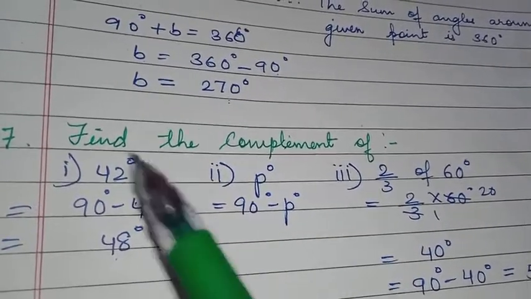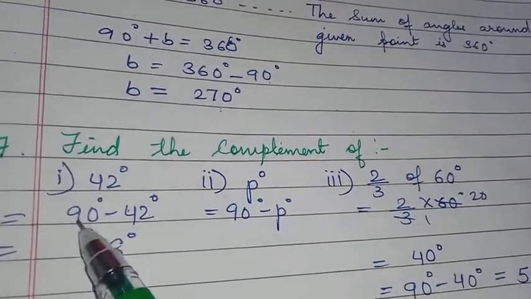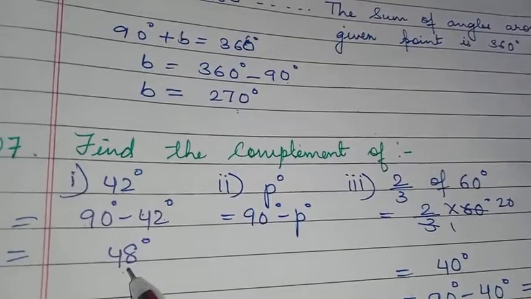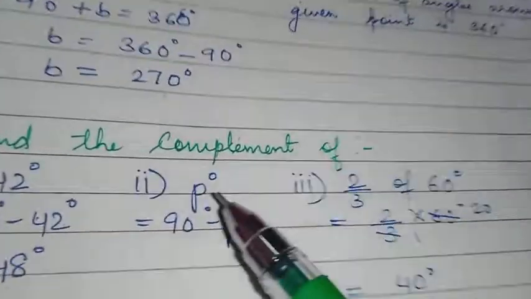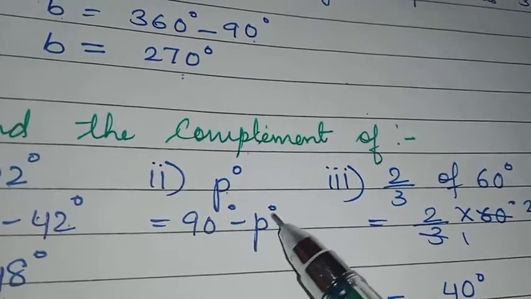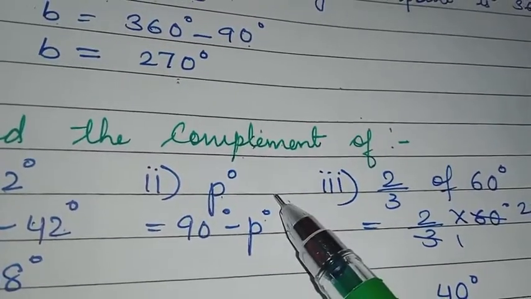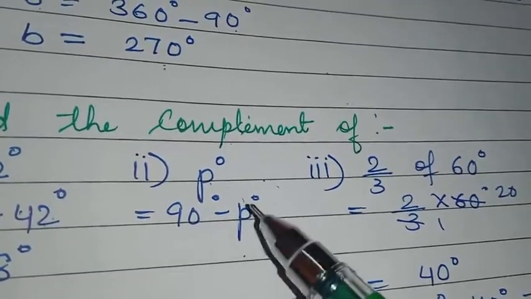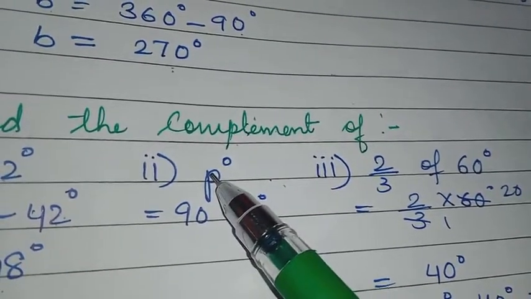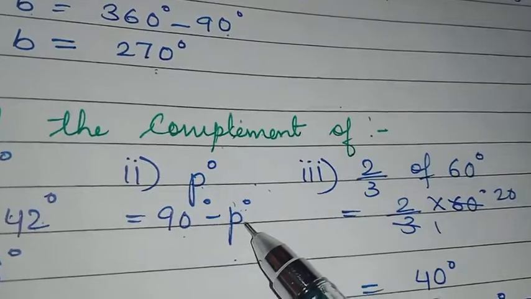Please do not write 42 degrees minus 90 degrees. So 90 minus 42 degrees gives 48 degrees, and when you add these two you must get 90 degrees. For P degrees, it is 90 degrees minus P degrees, and this is the final answer. Students keep on asking, what has to be done after this? Nothing. The complement of P degrees is 90 degrees minus P degrees.